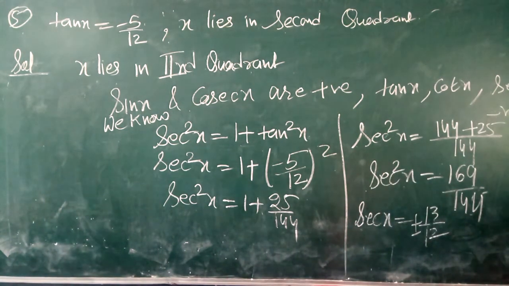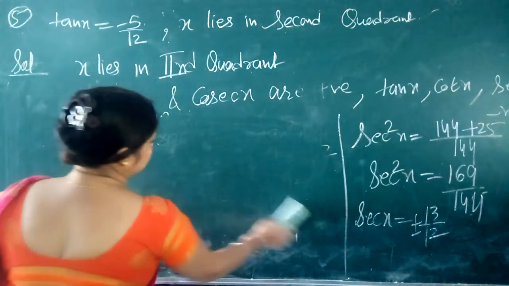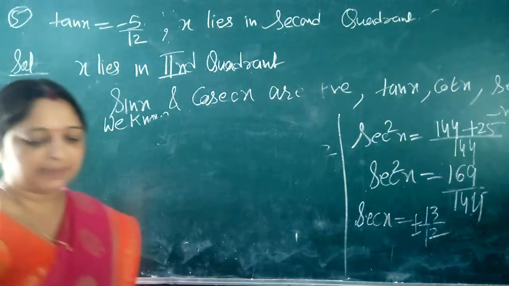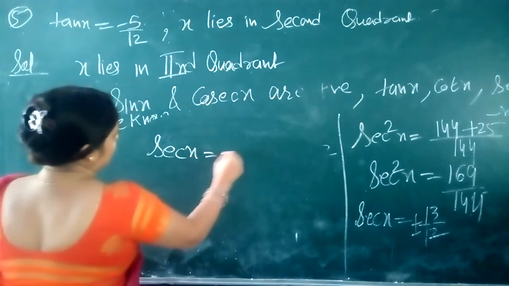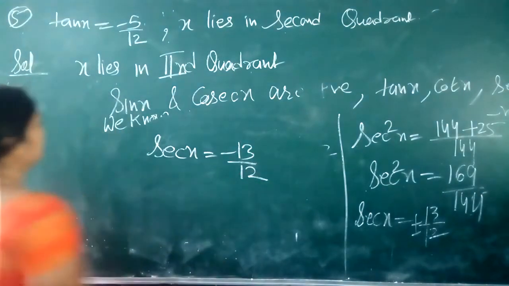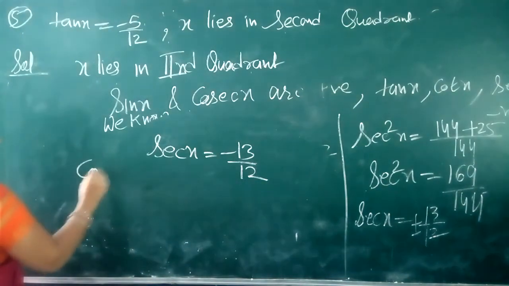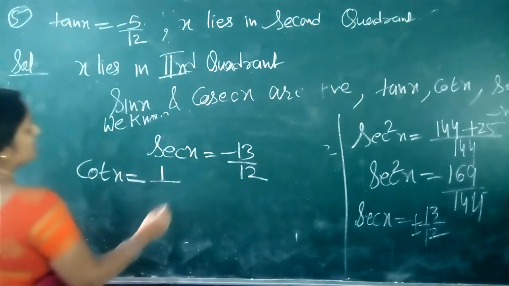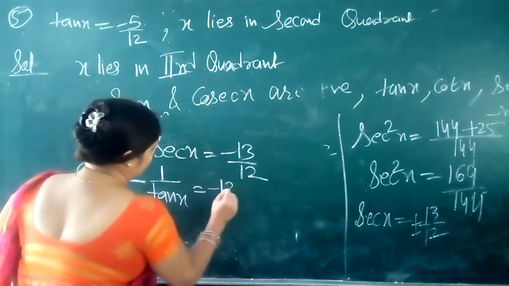Now you have to select the sign. How will you select the sign? You know that x lies in the second quadrant. In the second quadrant only sin x and cosec x are positive, the others are negative. Therefore the value of sec x is minus 13 by 12. Tan x is minus 5 by 12. We can find the value of cot x also. The formula is 1 upon tan x, so it will come minus 12 upon 5.